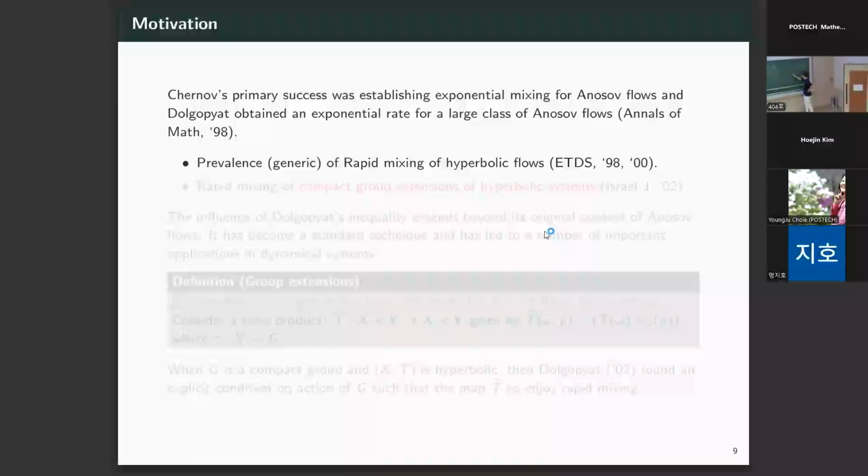So in this case, we can ask whether the system T tilde is still exponential mixing, or is it rapid mixing, and so on. That was the beginning of the question. So this is Dolgopyat's question. And then actually we can also choose y as some other space.